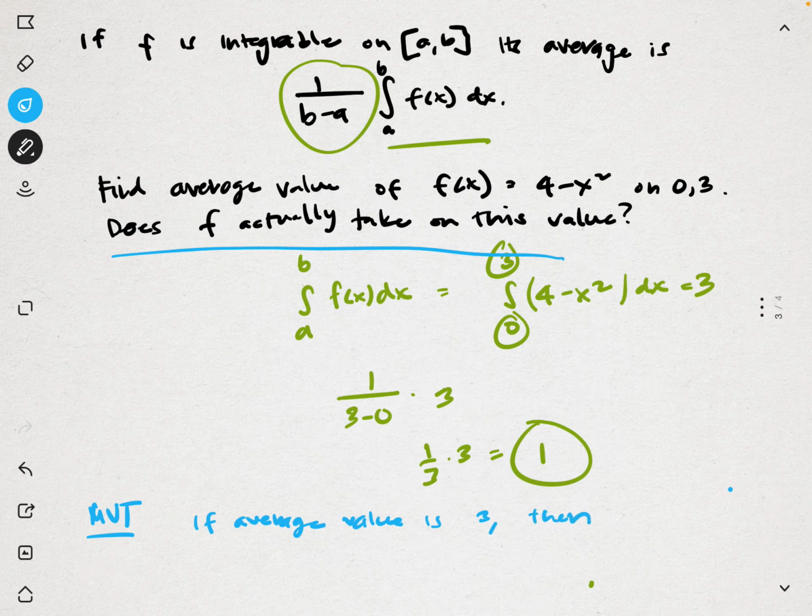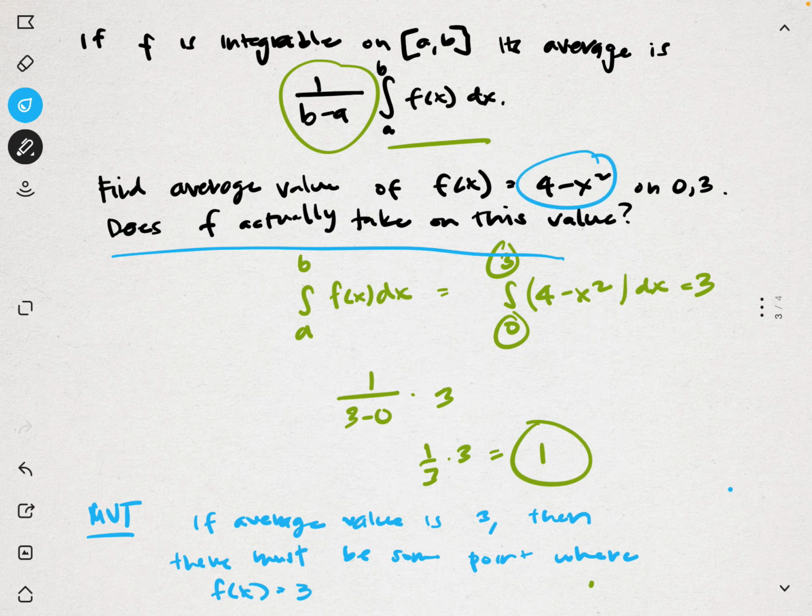then there must be some point where f of x equals 3. All right, and that's true. If we look at this part, we know that if we plug in a 1, because 1 is on our interval between 0 and 3, 1 is definitely between 0 and 3, if we plug a 1 in there, then we get 4 minus 1, which is 3.